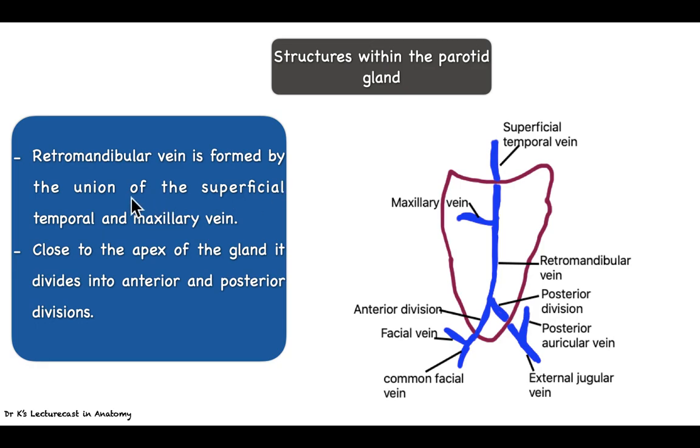Retromandibular vein, it is formed by... whenever we talk about any vein, we should say formation. Arteries means they branch out. So superficial temporal and the maxillary vein. Close to the apex of the gland, it divides into anterior and posterior. Can you see? Anterior division and a posterior division. The retromandibular vein is formed by the superficial temporal vein when it joins with the maxillary vein.